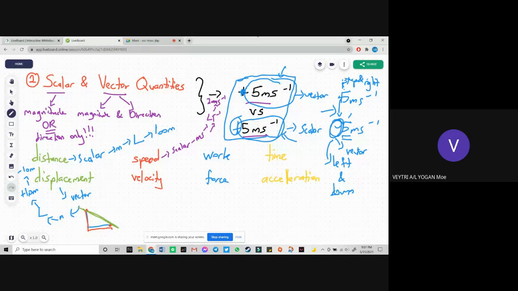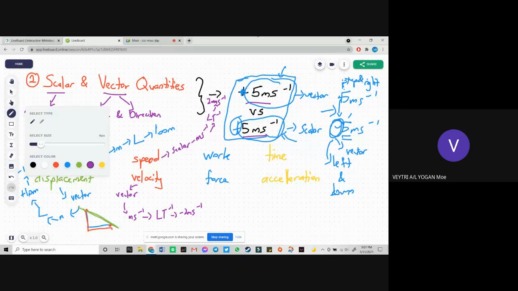Okay. Next, velocity. Scalar or vector? Vector. Okay. Unit for velocity? ms -1. What is the dimension? lt -1. Okay. What is the example of velocity? -2 ms -1. Alright, correct. This is your chain flow. Now, let's move on to work.